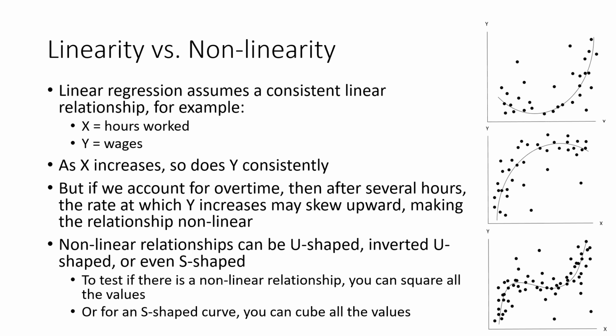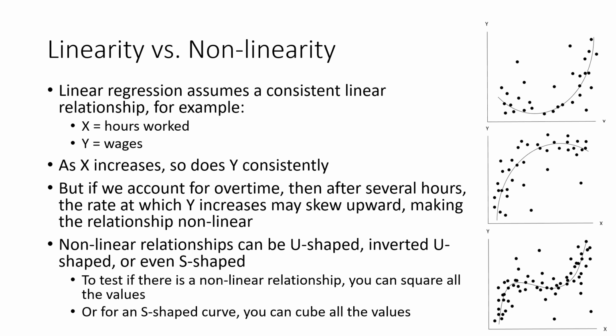Now, the types of nonlinear relationships that you can see in the real world can be U-shaped, so as the example in the top right-hand corner. They can also be inverted U-shaped, so you can see an example in the middle figure on the right there. And they can even be S-shaped, so you can see at the bottom right an example of an S-shaped distribution between X and Y.